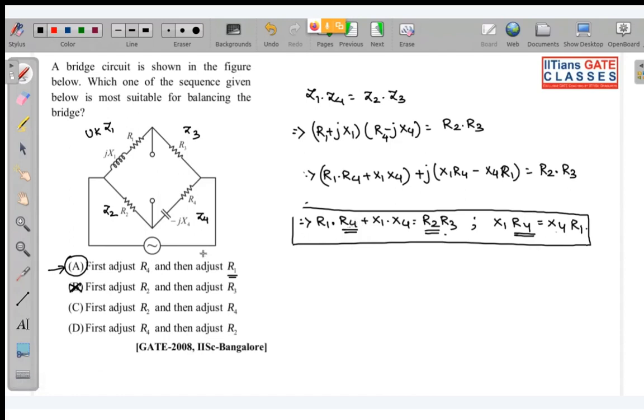First adjust R4, then adjust R1. Means all the three options. Is there some mistake in the options or what? First adjust R4, then adjust R1. Which one of the following sequences given below is the most suitable for balancing the bridge? Okay, so balancing the bridge. My main aim is to balance the bridge. That's it.